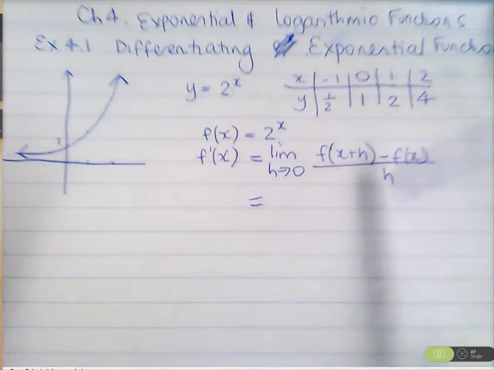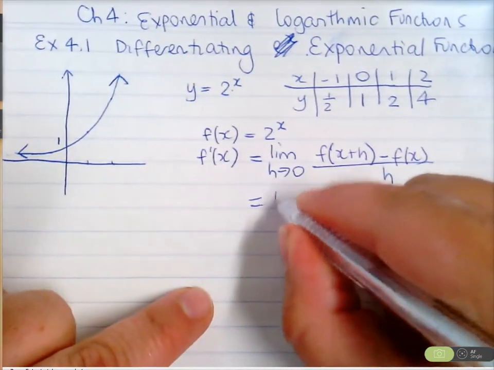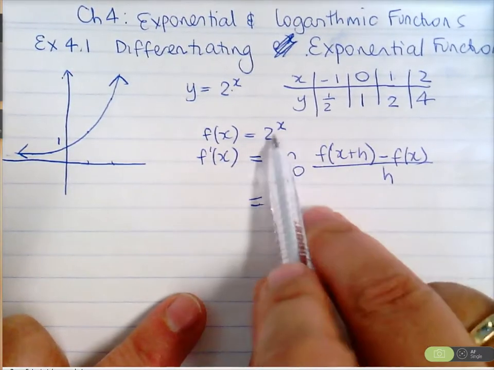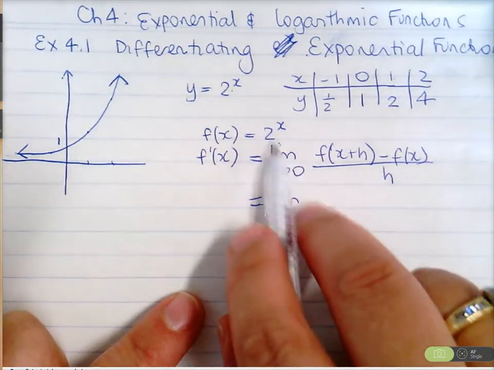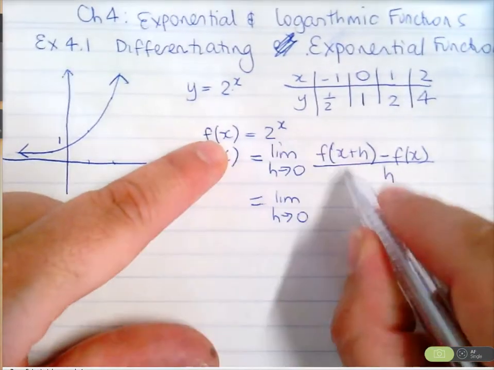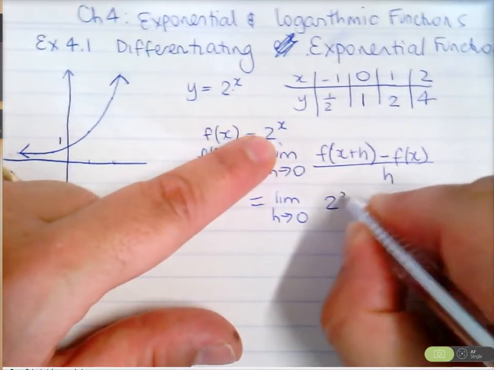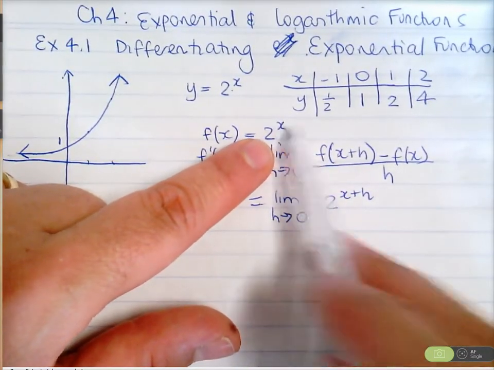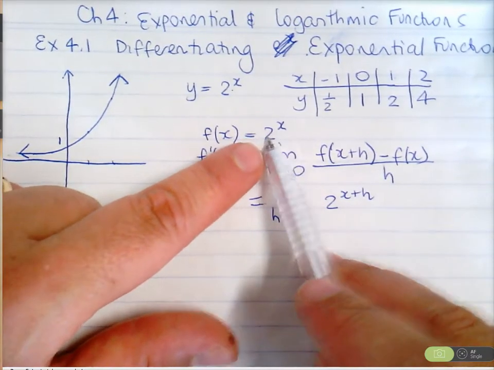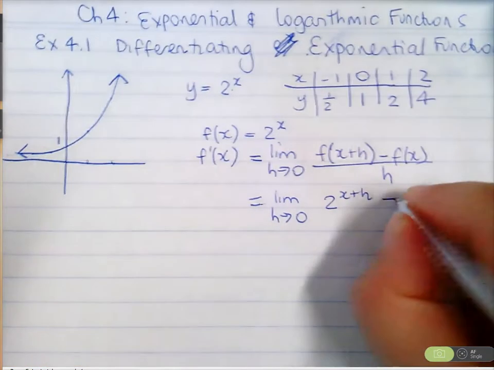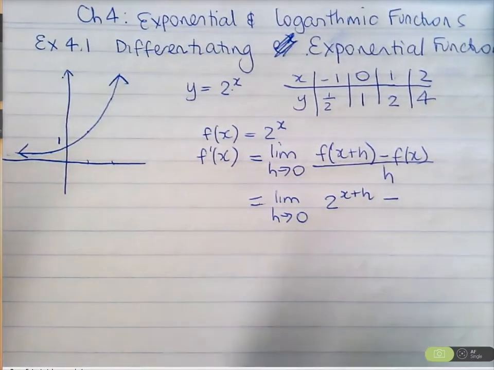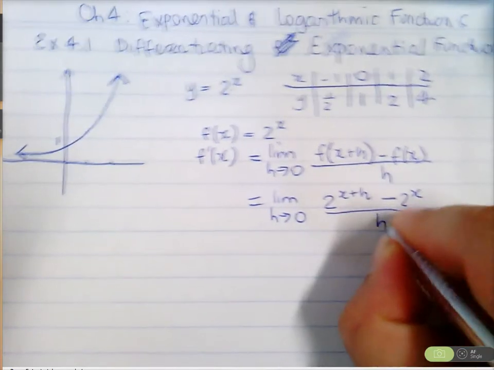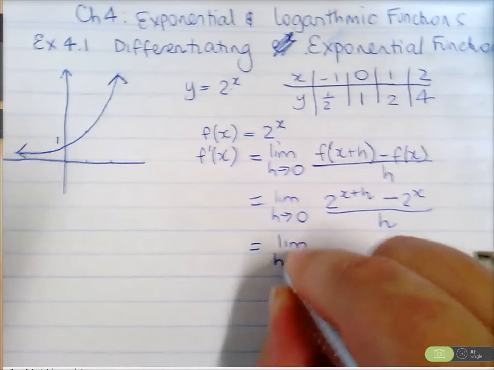Now, function of x plus h means, here's my function. What do I replace the x with here to do function of x plus h? That's function of x. What's function of x plus h? Replace the x with an x plus h, and you get 2 to the x plus h. So that's my function of x. If I replace the x with an x plus h, I get 2 to the x plus h minus, what's function of x? 2 to the x over h, which is the limit as h approaches 0.